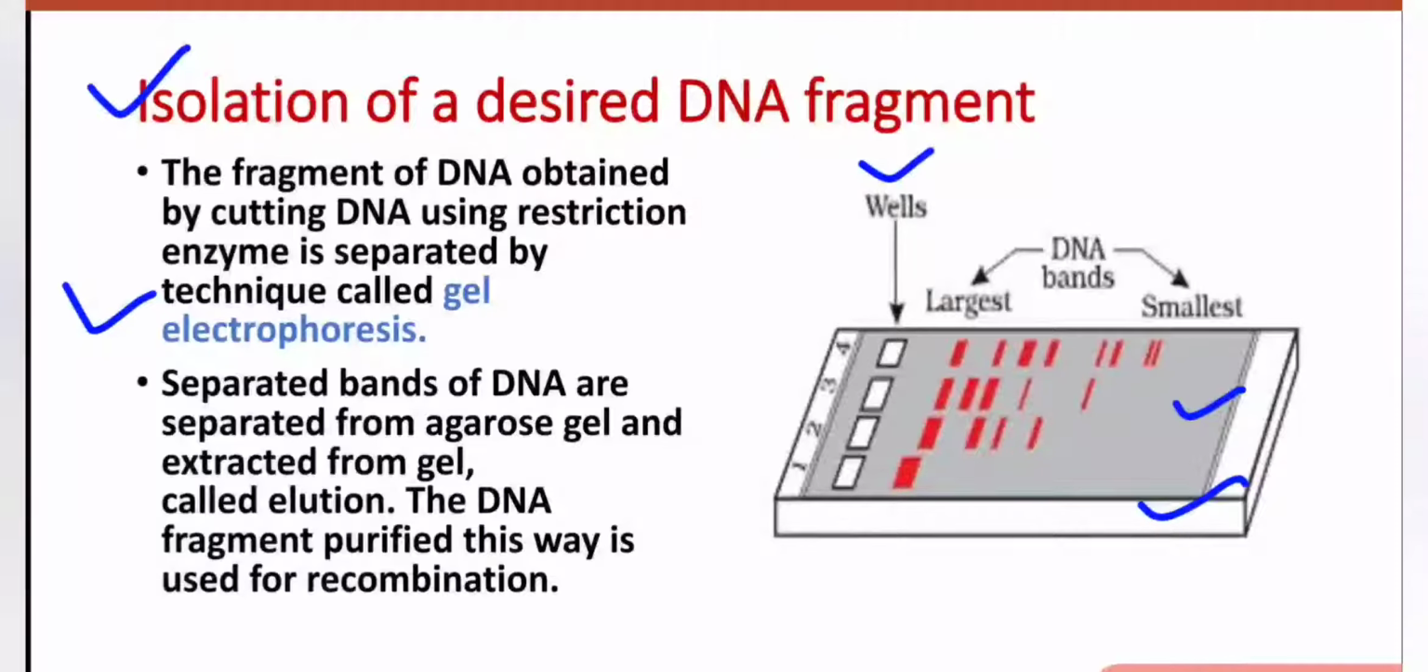These fragments will run on the gel, and the largest DNA fragment will remain on the top of the gel and smallest will move to the farthest because of the sieving effect of the gel as well as due to the charge on it. DNA has a negative charge, due to which the DNA will move toward the positive electrode.